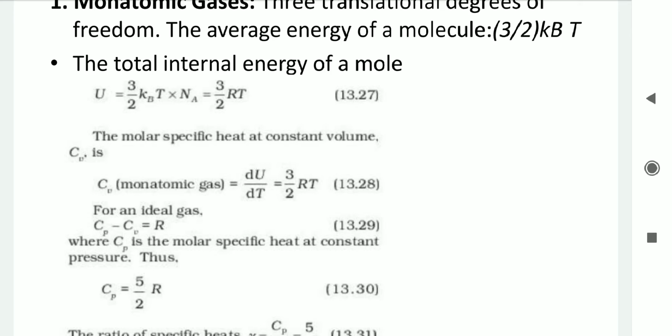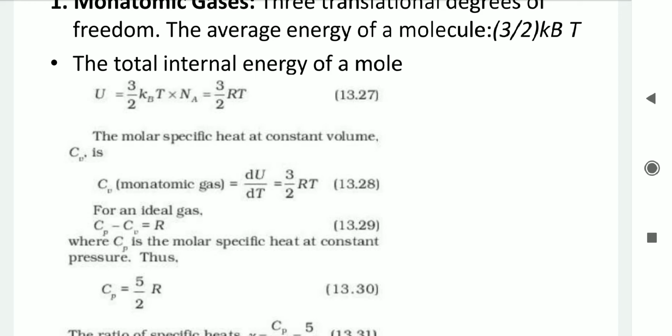That will give you 3/2 RT. Now, let us consider the molar specific heat capacity at constant volume, Cv, that will give you dU by dT. So, differentiate the internal energy with respect to temperature and you will get the 3/2 R. Here, for an ideal gas, we know Cp minus Cv equal to R. Cv we have determined, that is the molar specific heat capacity at constant volume.